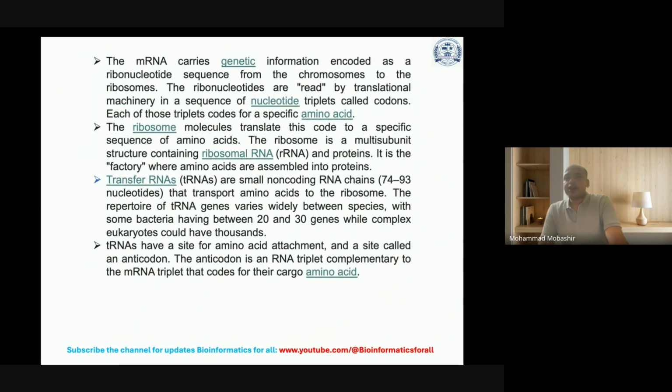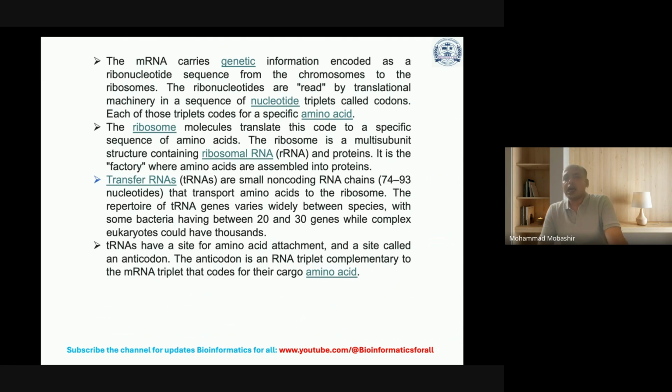Now, the mRNA carries genetic information encoded as a ribonucleotide sequence from the chromosomes to the ribosomes. The nucleotides are read by translational machinery in a sequence of nucleotide triplets called codons. Each of these triplets codes for a specific amino acid. The ribosome molecules translate this code to a specific sequence of amino acids. The ribosome is a multi-subunit structure containing ribosomal RNA and proteins. It is the factory where amino acids are assembled into proteins.